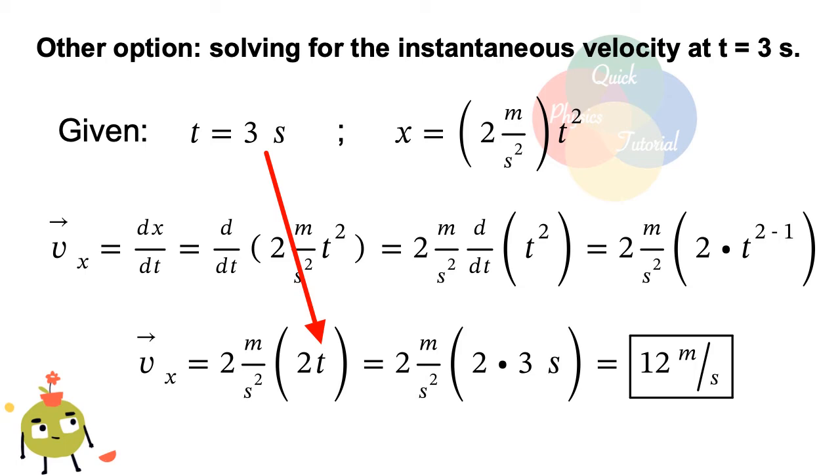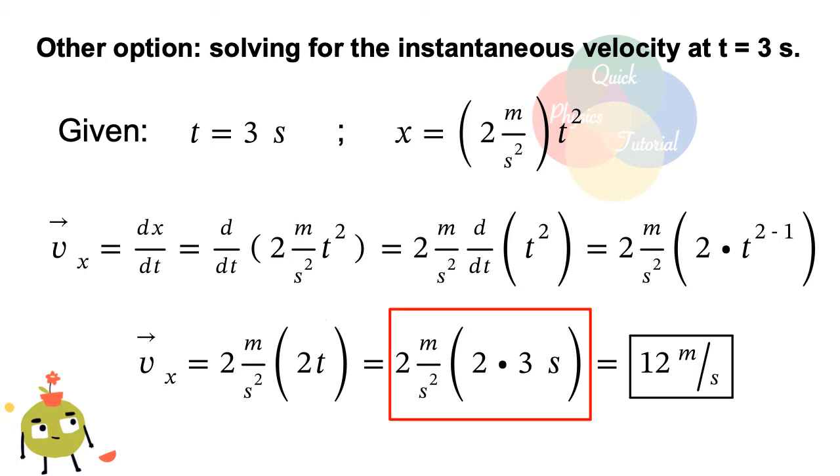Substituting 3 seconds time to t, we get this. By simplifying, we now have 12 meters per second as our instantaneous velocity at 3 seconds time, which is the same answer from the previous technique.